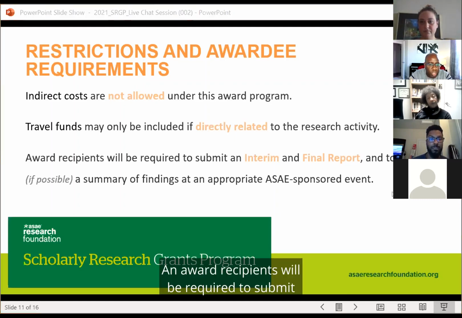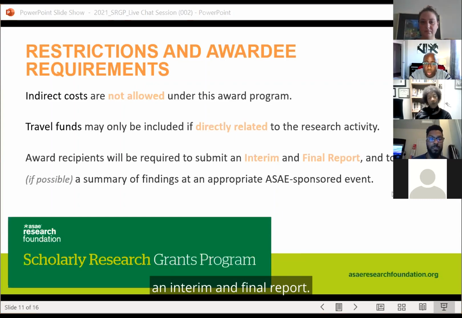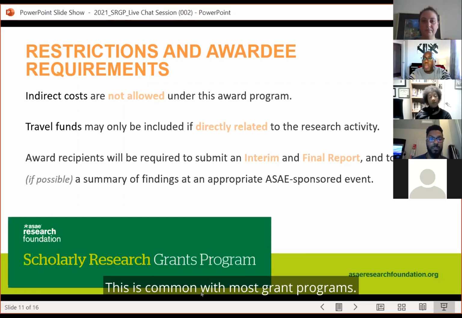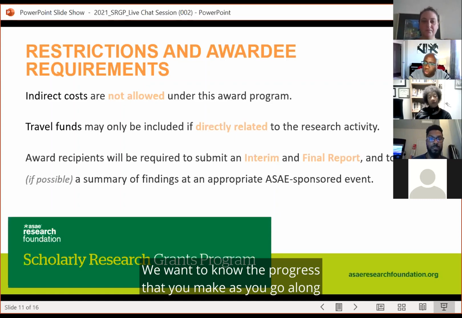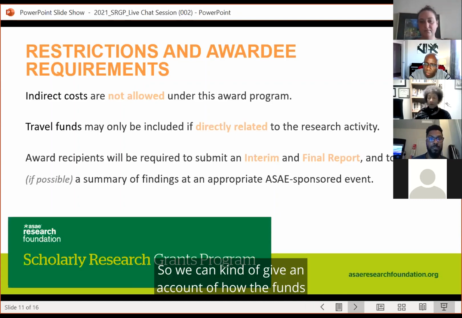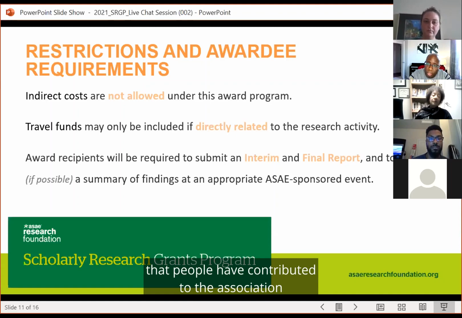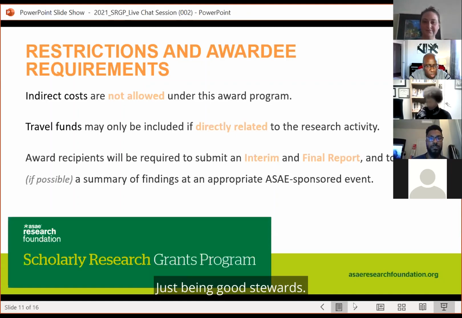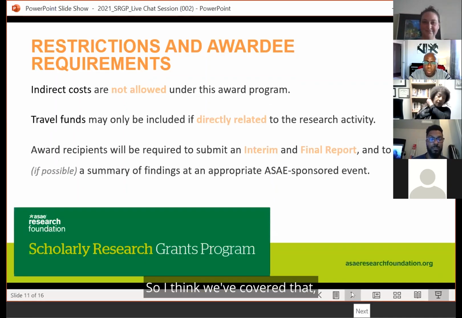And the award recipients will be required to submit an interim and final report. This is common with most grant programs. We want to know the progress that you make as you go along, and then also the final progress once the project has completed, so we can give an account of how the funds that people have contributed to the association have been used. That's just being good stewards. So I think we've covered that.